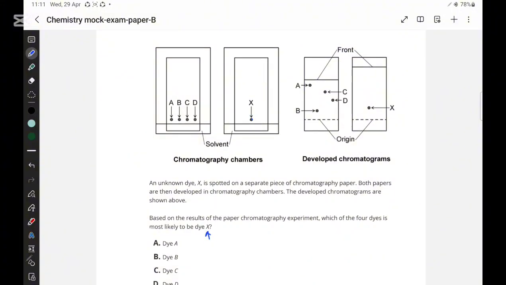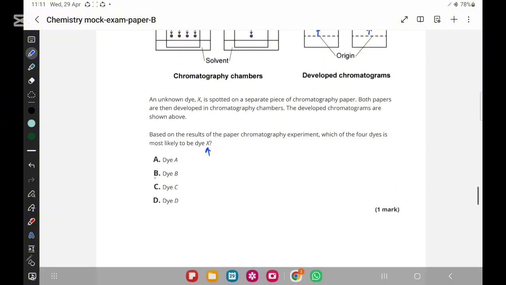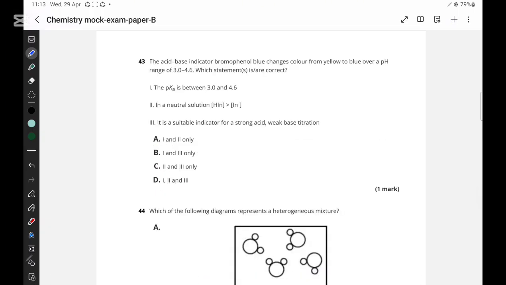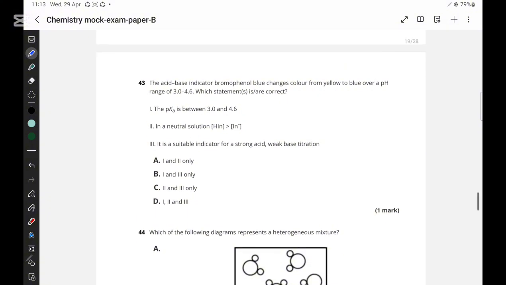If you see dye X has traveled this much distance, and if you see point B, it has almost traveled the same distance as dye X. So dye X is going to be B because it has traveled almost the same distance as X. So the best option is going to be dye B. For question number 43, the acid base indicator bromophenol blue changes color from yellow to blue over a pH range of 3.0 to 4.6.